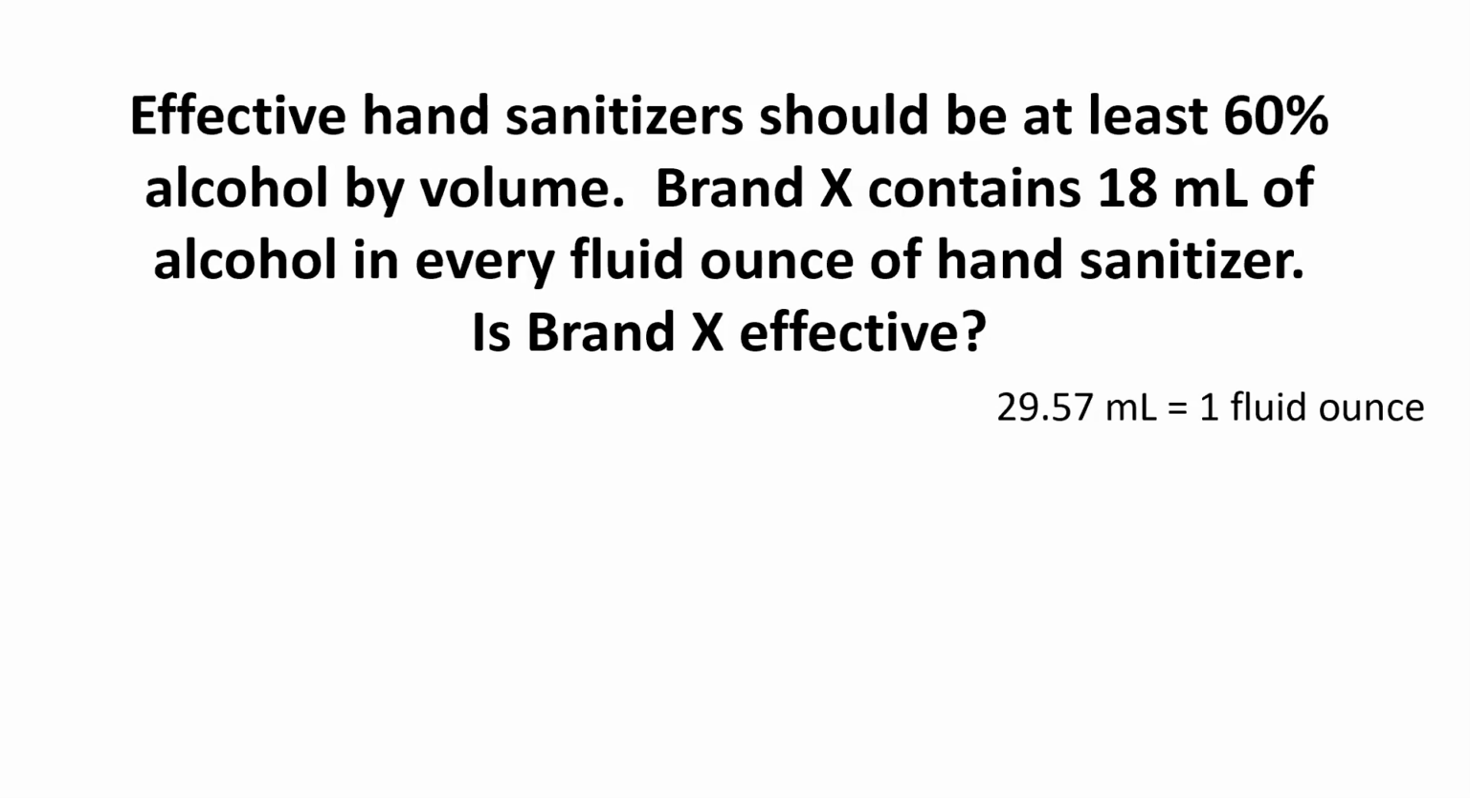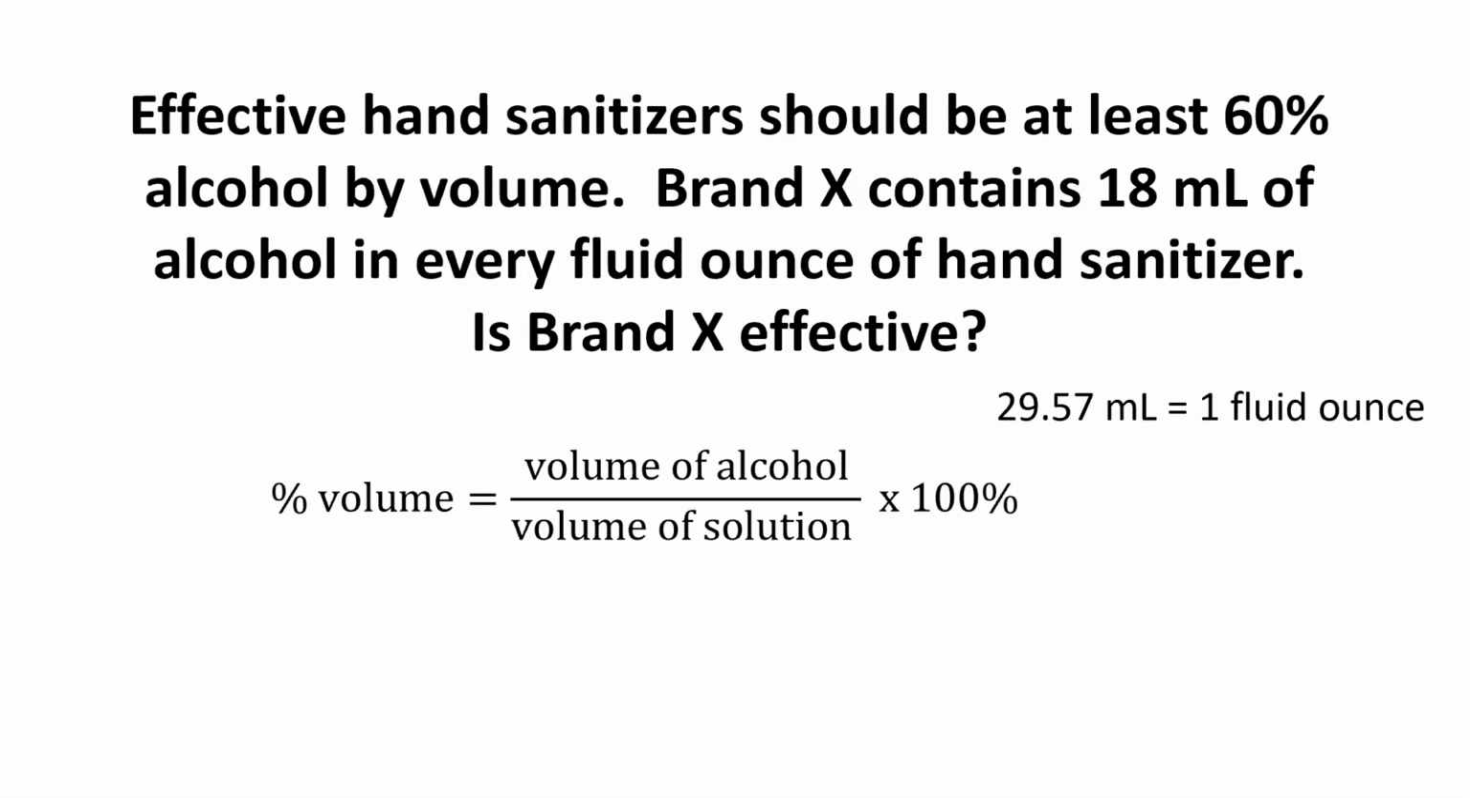All right, so you're going to need to have some information about what a fluid ounce is. 1 fluid ounce is equal to 29.57 milliliters. So now we need to think about what the definition of percent by volume is. That percent, like any other percent, is going to be the part over the whole times 100%. And the part in this case is the part that is due to the alcohol versus the whole. What is the volume of our whole solution, of our whole hand sanitizer in this case?